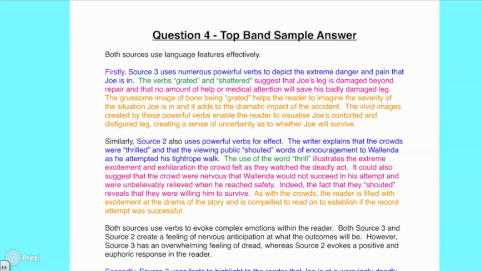However, source 3 has an overwhelming feeling of dread, whereas source 2 evokes a positive and euphoric response in the reader. So what I've done there is I've actually thought about what emotions do they make the reader feel. Is the emotion that the reader feels in source 3 different to the emotion that the reader feels when they read source 2? And I've compared those things. Okay, so again, that's just pushing you up into that higher band. You're being really perceptive in your comparison there.